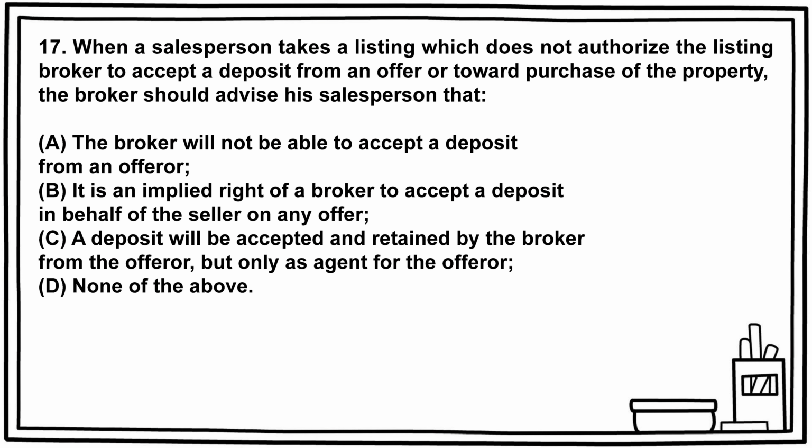17. When a salesperson takes a listing which does not authorize the listing broker to accept a deposit from an offer or toward purchase of the property, the broker should advise his salesperson that A. The broker will not be able to accept a deposit from an offeror. B. It is an implied right of a broker to accept a deposit in behalf of the seller on any offer. C. A deposit will be accepted and retained by the broker from the offeror, but only as agent for the offeror. D. None of the above.